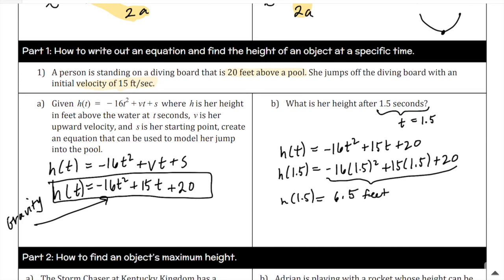Something that I do want you guys to get in the habit of, especially with word problems, is actually writing out a sentence. So for example, this one would be: at 1.5 seconds, she is 6.5 feet from the pool surface.